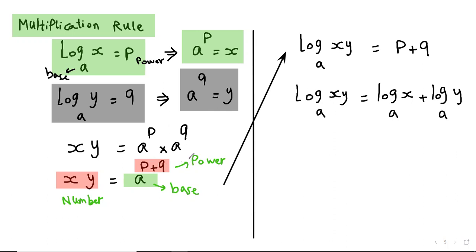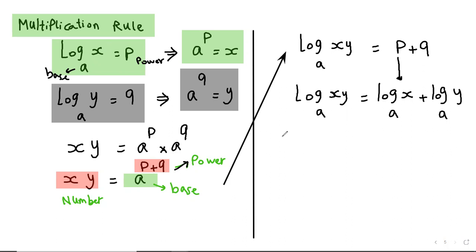So we can write it in the logarithmic way, which is log of the number, log xy, in the base a, equals b plus q. Instead of b, you will write the value of b. I assumed at the very beginning that b is log x in the base a. So log xy in the base a equals log x in the base a plus log y in the base a.